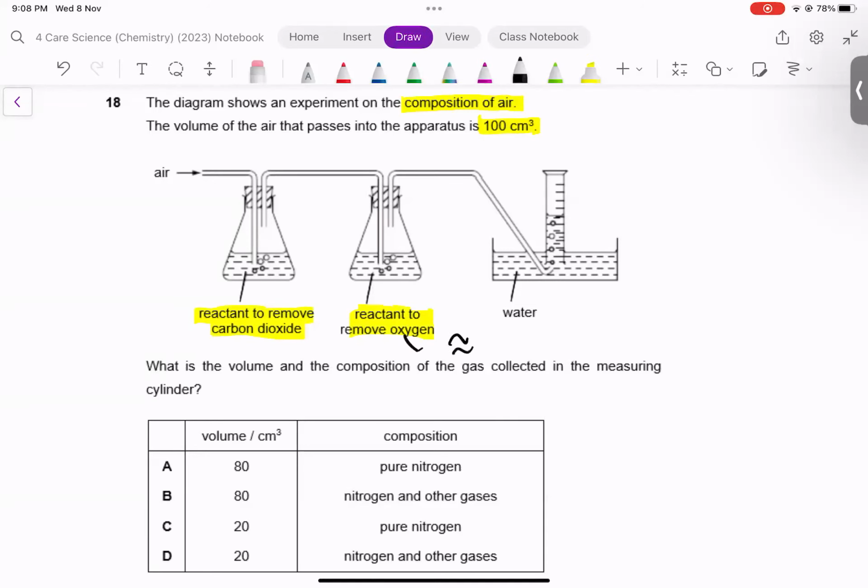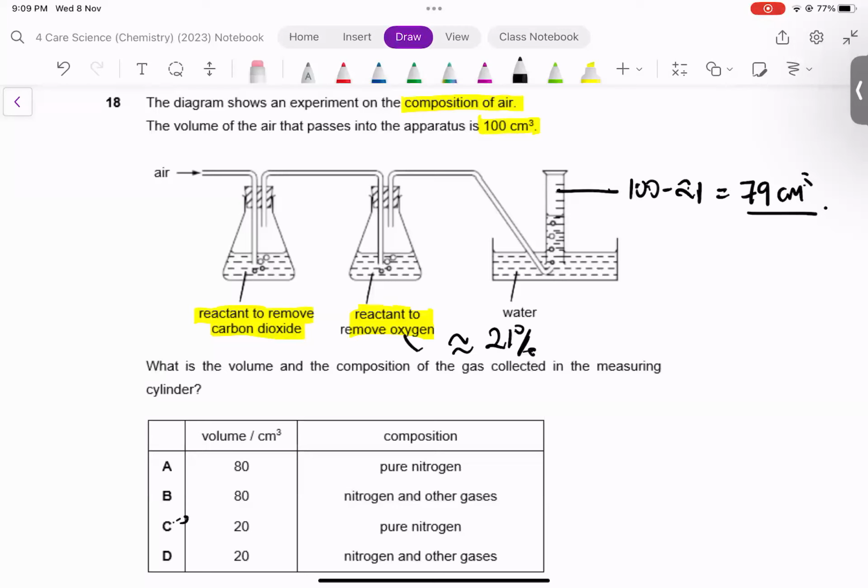Oxygen is about 21% of air. So 100 cm³ should contain roughly 21 cm³ of oxygen, meaning what's left should just be about 79 cm³. There is no 79 in the table though. So what do you do? Do you leave it blank just because you don't see 79 in the table? You know that it must be 79 because the air left must be 100 minus 21 equals 79. But there's no 79 in the table.